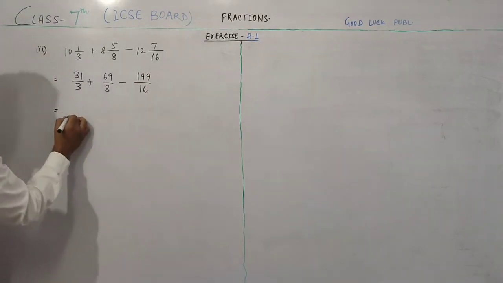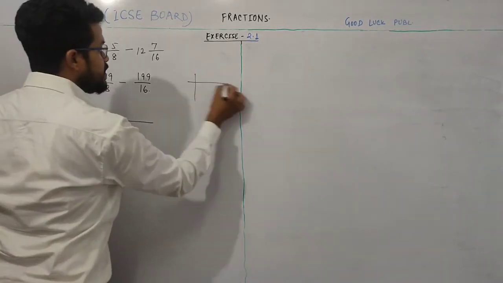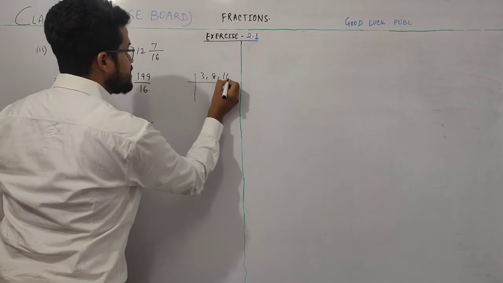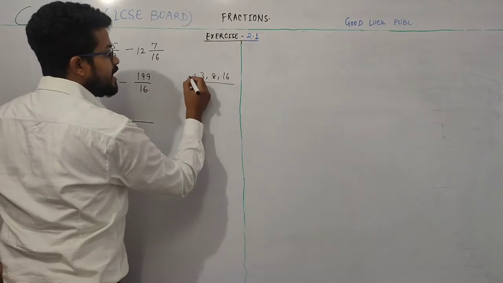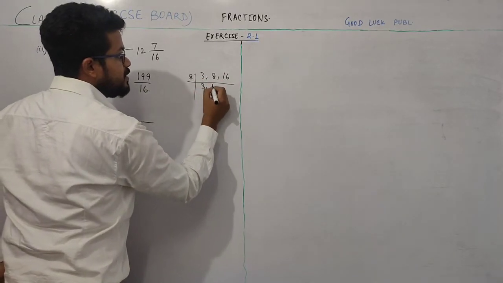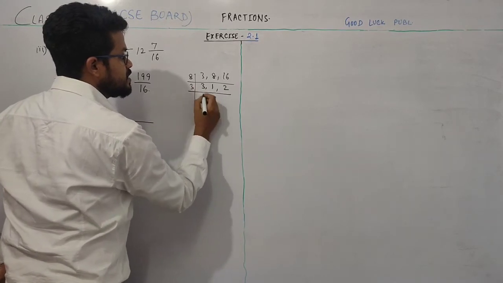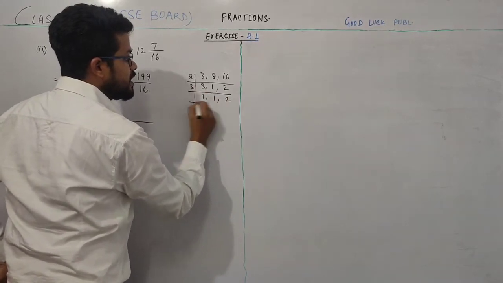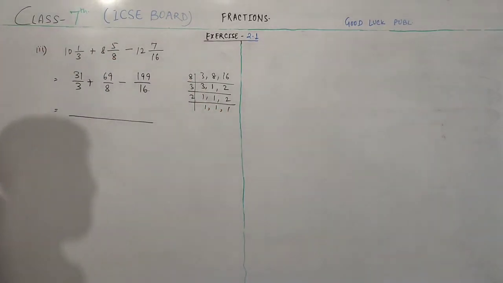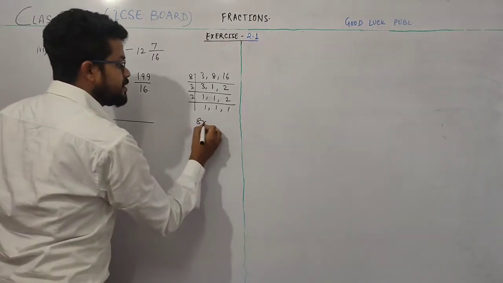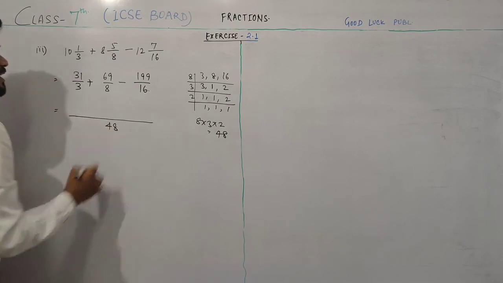Okay. Now the next step is take the LCM of these three numbers. So LCM of 3, 8 and 16. So here I divide with 8. So this is 1 and 1 and 2, and again with 2. So this is 1, 1 and 1. So 8 threes are 24, 24 into 2. This is 48. So I write here 48.